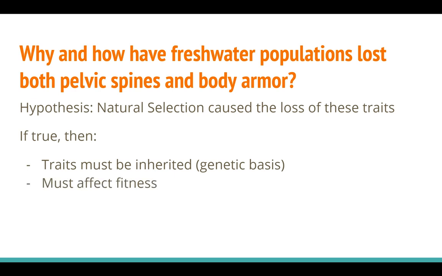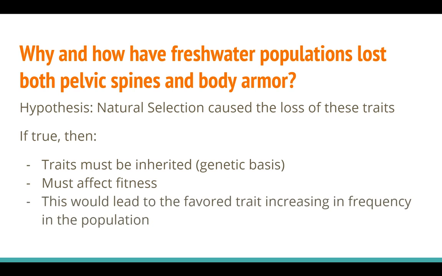They have to affect the fish's fitness in some way. So having or not having has to give an advantage in the environments where they find themselves. And that would lead to the favored trait increasing in frequency. So in the ocean, it selects for the spines and the body armor. In freshwater, it selects against both those traits for whatever reason may be.